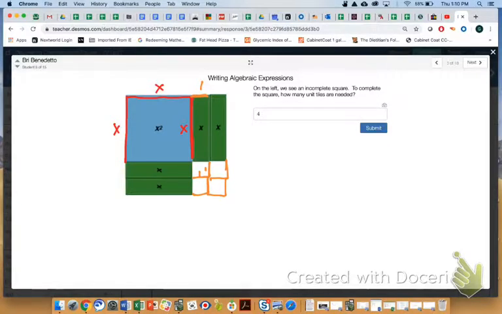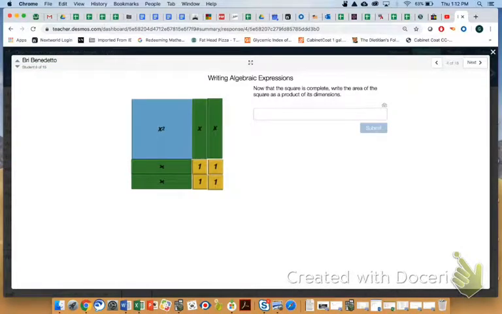Okay, let's see. What's this square? Oh, look at that on the next screen. Do you see it? Yeah.